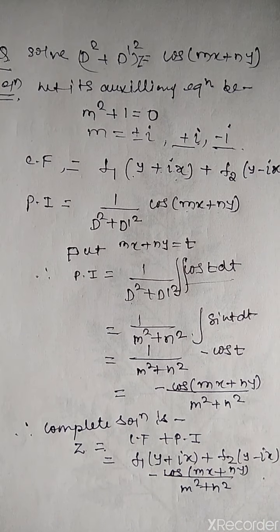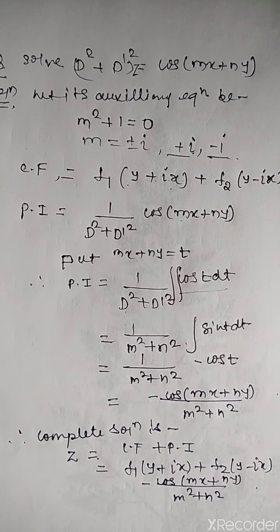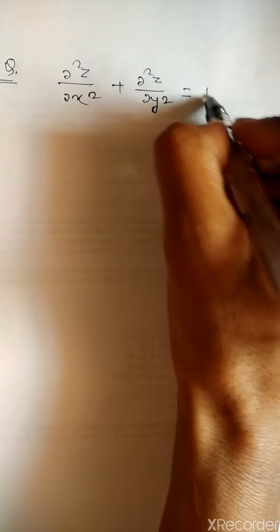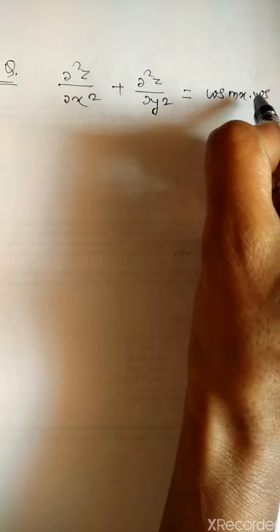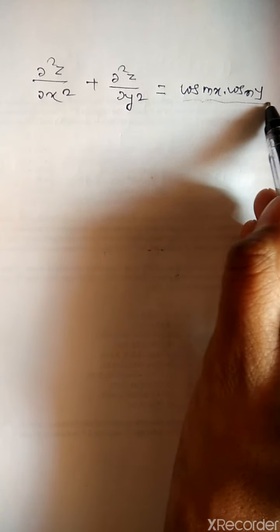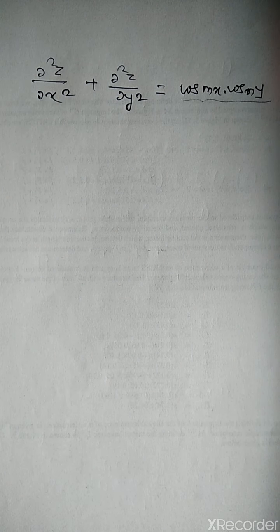So let us see another question of this topic. Okay, so let us see the question. The question is ∂²z/∂x² + ∂²z/∂y² = cos mx cos ny. Here the function is given as a multiple of two trigonometric functions, that is cos mx and then cos ny.